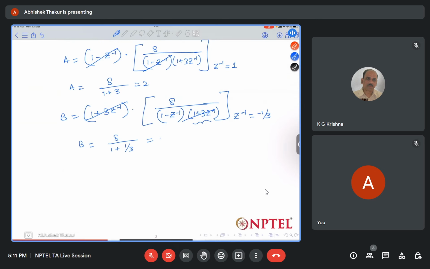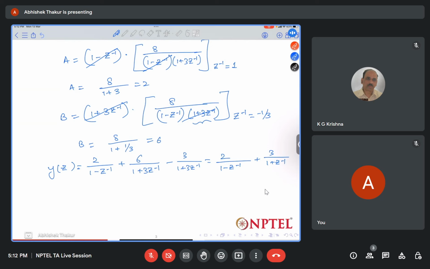So our Y(z) becomes now 2 by 1 minus z inverse plus 6 by 1 plus 3 z inverse minus 3 by 1 plus 3 z inverse. So these two will get added, and we will get plus 3 by 1 plus z inverse.